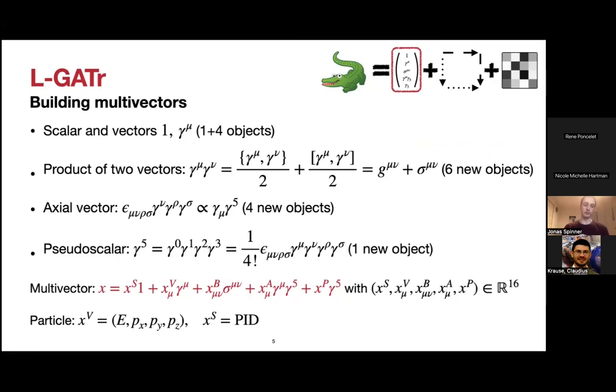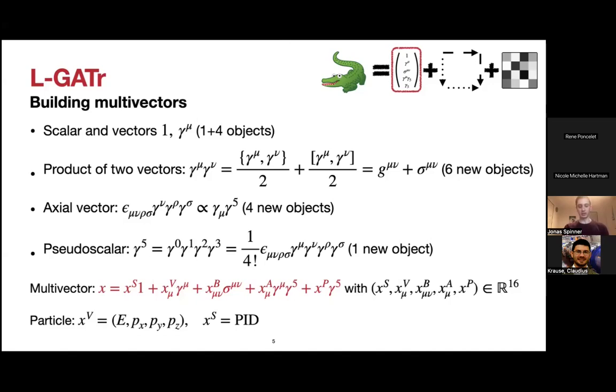And we can take it even further, take the antisymmetric product of 3 vectors. This gives us 4 new objects, the axial vector. And finally, the antisymmetric product of 4 vectors gives us the pseudoscalar, which is 1 new object. And with this, in total 16 objects, we can expand any generic element of the geometric algebra, which we call a multivector, in terms of these basis elements with some coefficients. And these coefficients can be used to characterize any object in the geometric algebra.